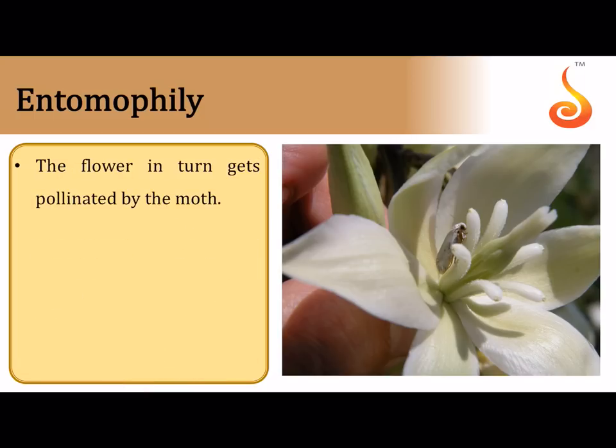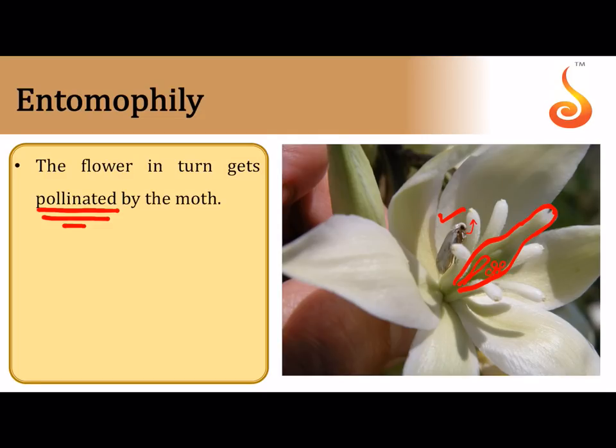Okay. The flower in turn gets pollinated. So not only did she lay her egg inside the locule, but she also faithfully deposited the pollen onto the stigma of the flower. See, this is the moth, and this is the stigma, and this is the ovary of the flower. Inside the ovary, the ovules are there. Somewhere inside here only she lays her eggs.